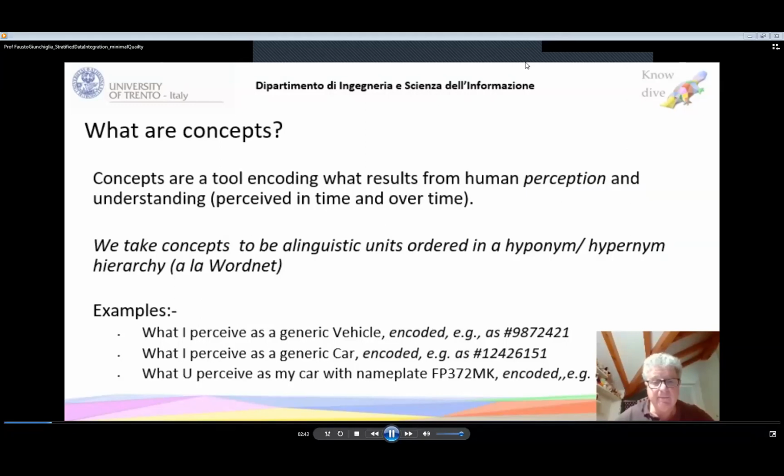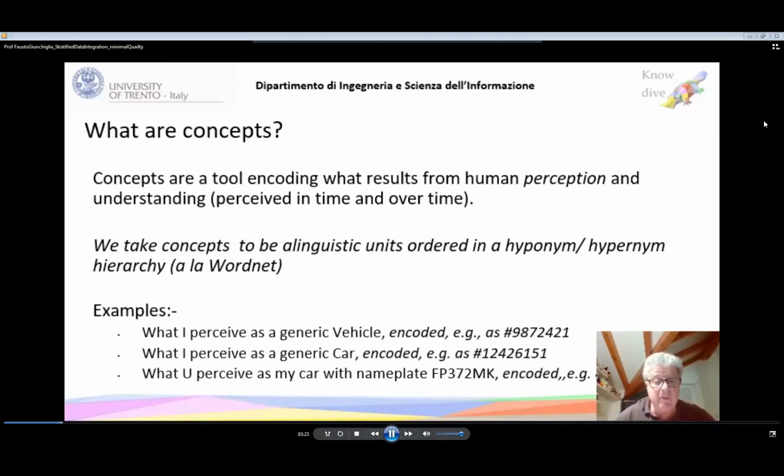So what are concepts? In principle, there is a huge body of knowledge in philosophy, or language, philosophy in general, on what concepts are. In general, here we take a concept to be something that we use to encode what we perceive and what we reason about, what we understand. And we take them to be alinguistic. We can think of them as alinguistic units which are in your brain, but it's just an idea. Just think of them as identifiers. Identifiers which, however, are connected because they mean something.